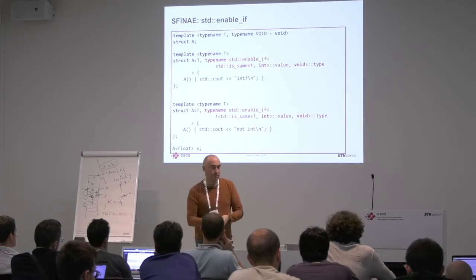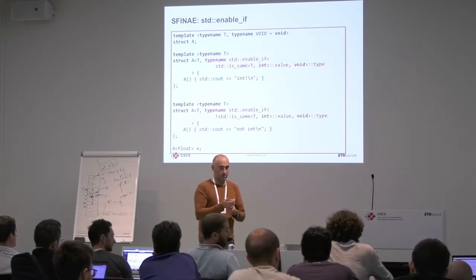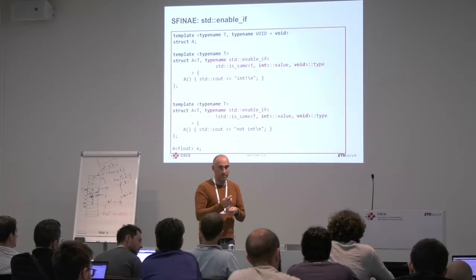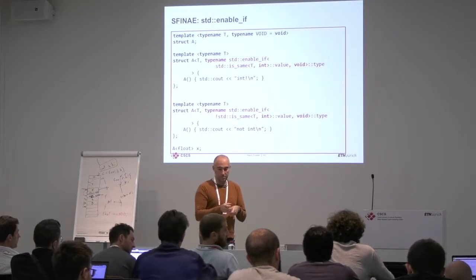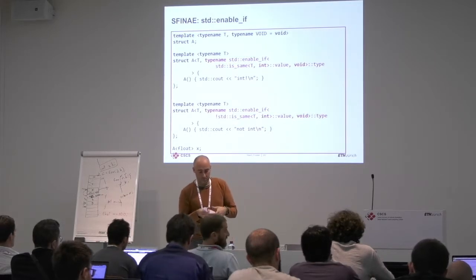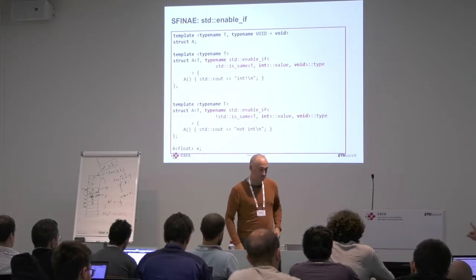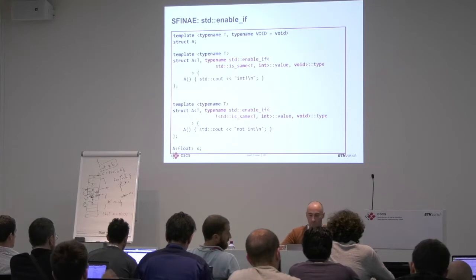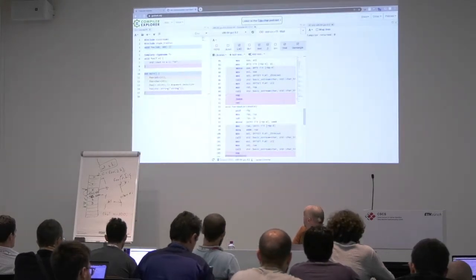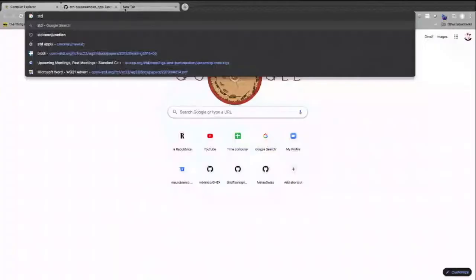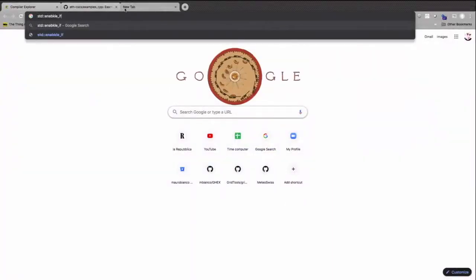Implementation of std::enable_if is trivial. Yeah, it's very simple. Basically, there are two specializations of it. First, one for the false case, a class that doesn't have a type, and another for the true case that does have a type inside.